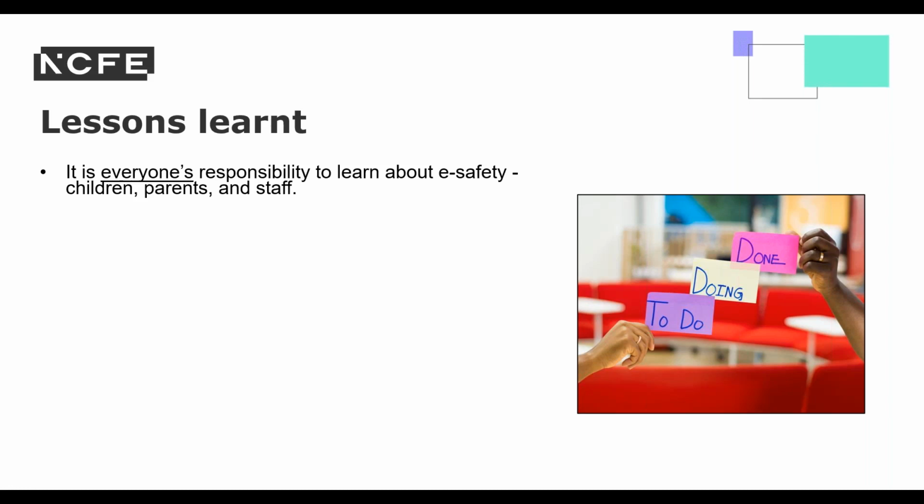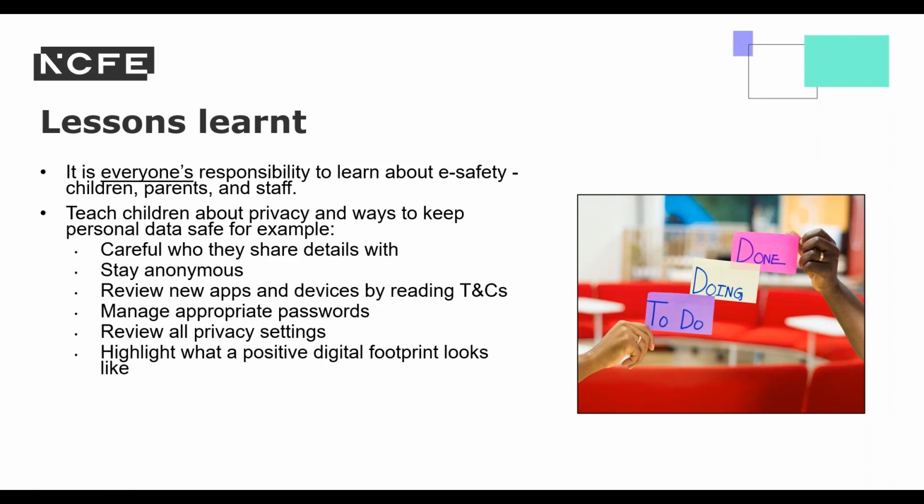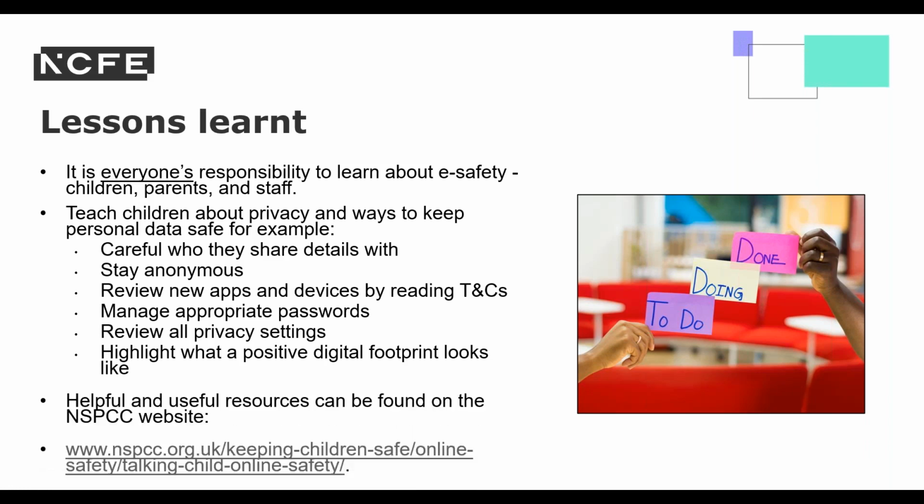So let's look at lessons learned. Teach children about privacy and ways to keep personal data safe. It's important to be careful who they share details with. It's important that they stay anonymous. Review new apps and devices, making sure we read the small print, terms and conditions. Manage appropriate passwords and review all privacy settings. And highlight what a positive digital footprint looks like. Please check out the resources on the NSPCC, as you will find much other useful information that you'll be able to tap into.